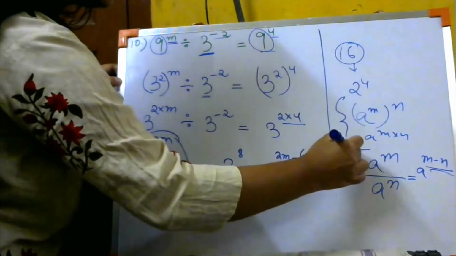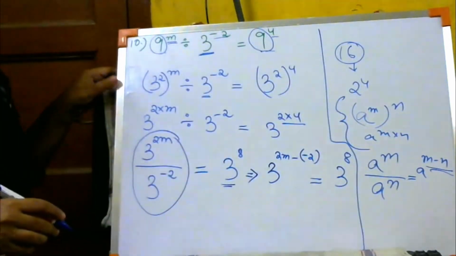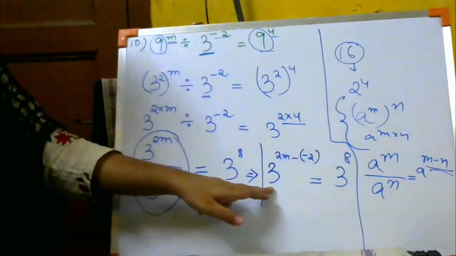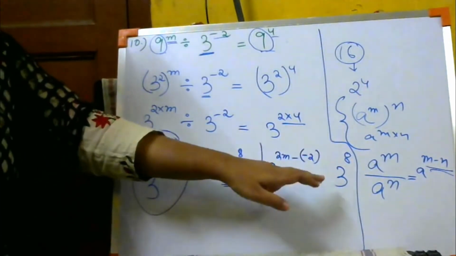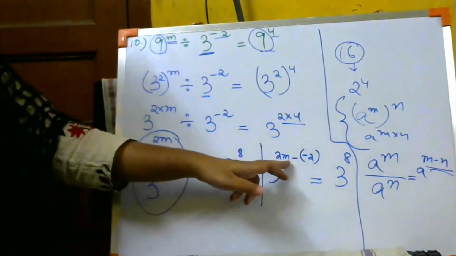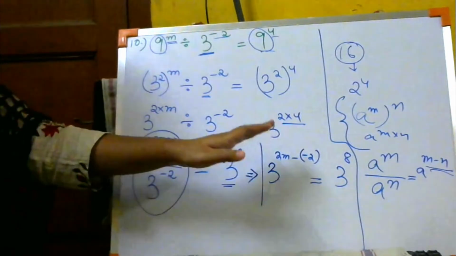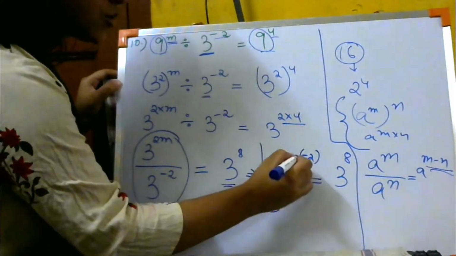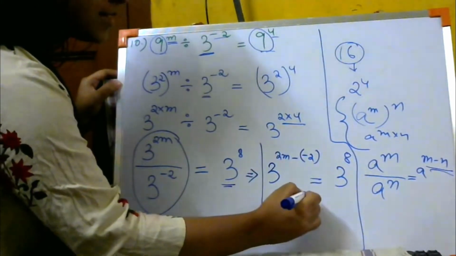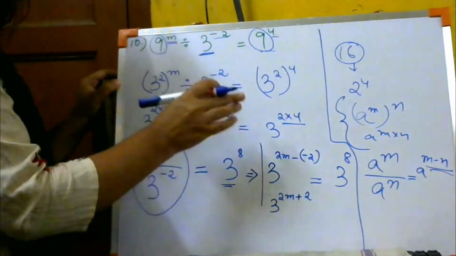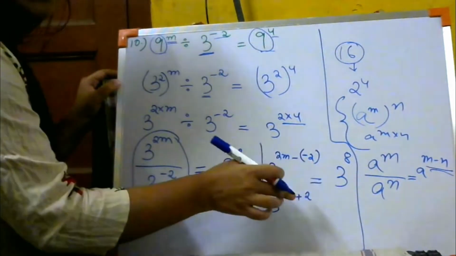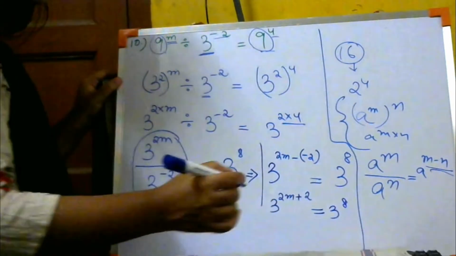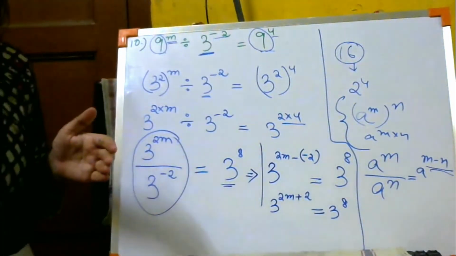I hope you people are understanding what I'm trying to do over here. So now look into this, only this thing you are going to look into. 3 to the power 2m minus (-2), 3 to the power 8. Now let me open this bracket. The work on top is the powers' work, so let us do the powers work. 2m, let us open the bracket, minus will become plus 2. Class 6 basic algebra, minus opening the bracket will become plus, so 2m plus 2 equals 3 to the power 8. Now our real solution will start.